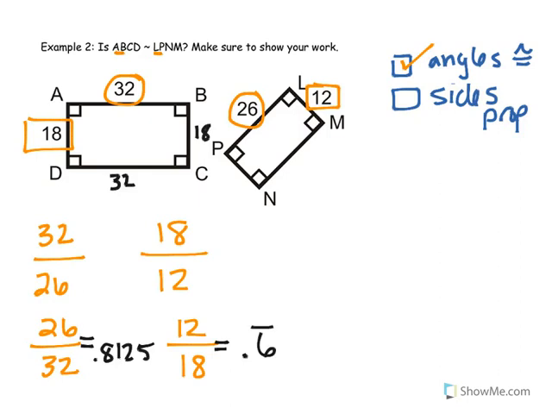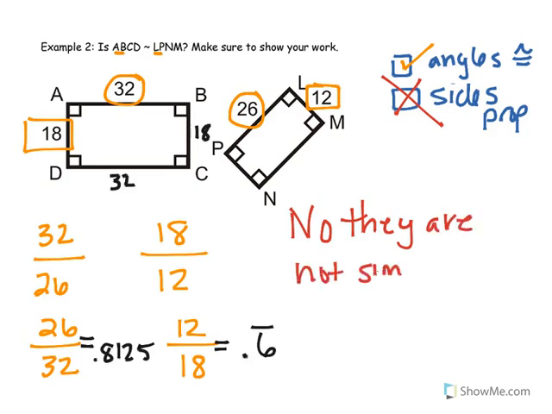So what that means is these 2 ratios have different scale factors, which means sides are not proportional, which means no, they are not similar. And I have my work to show it. Okay? Good luck on your homework.